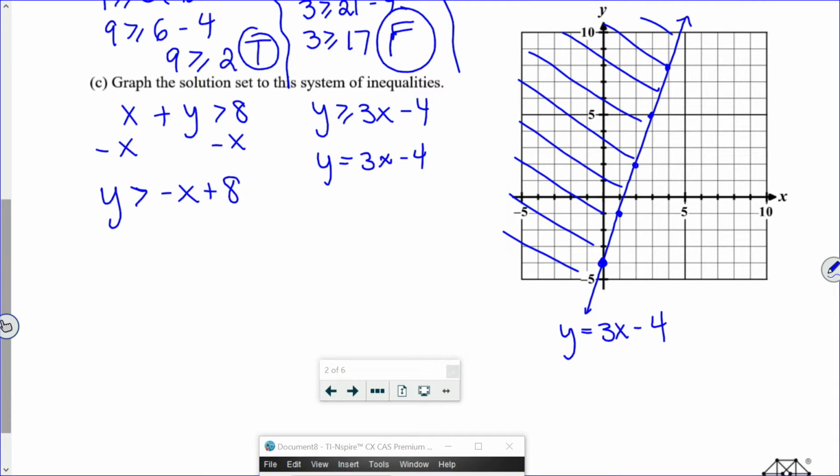So I am going to think about graphing the line negative x plus 8. That means I'm going to go up to a y-intercept of 8, and I'm going to use a slope of negative 1 to draw in these points. That should be enough for me to get a sense for what's going on.